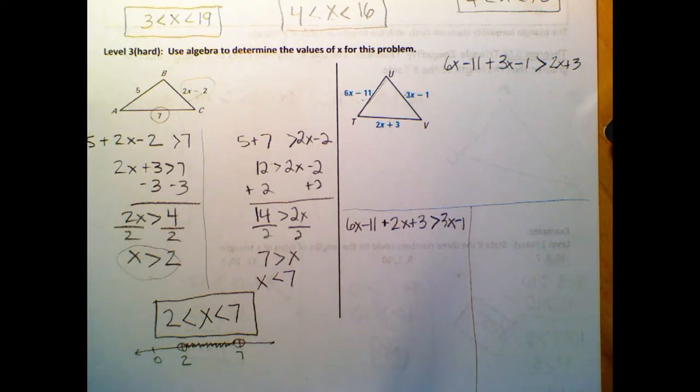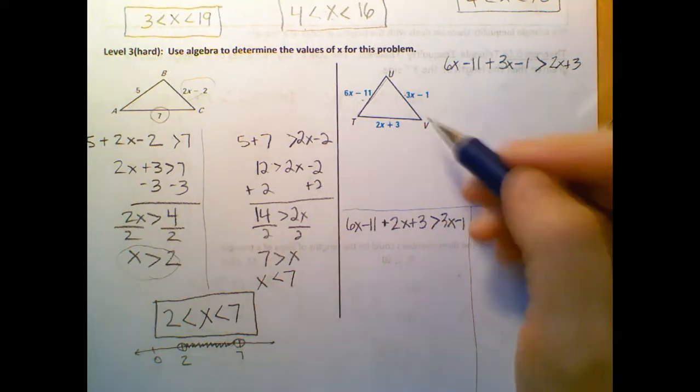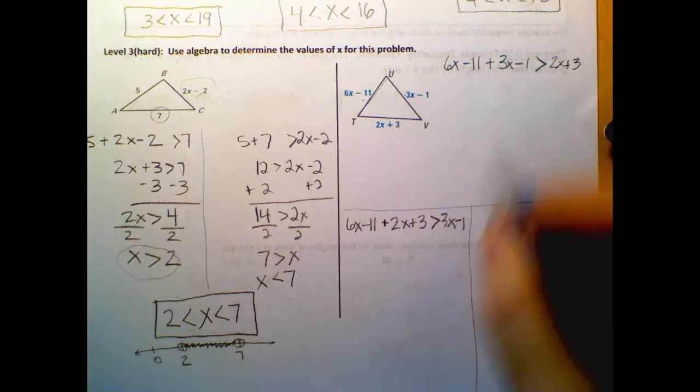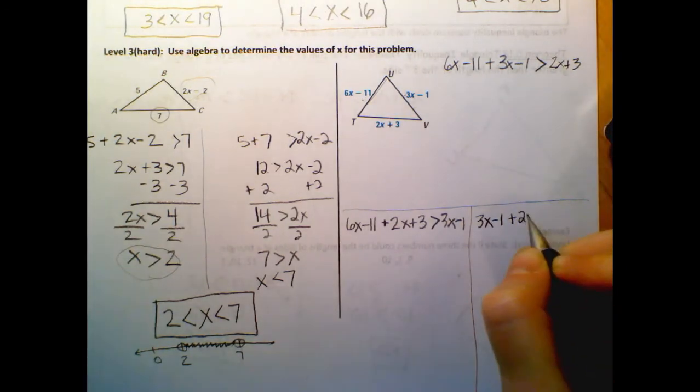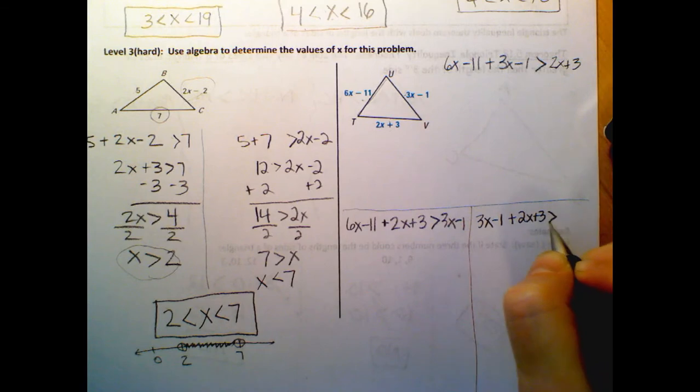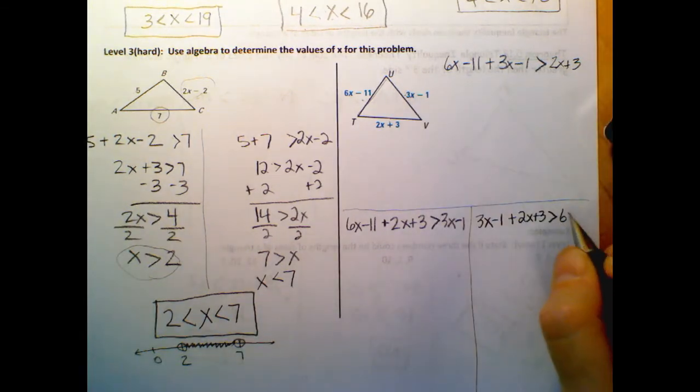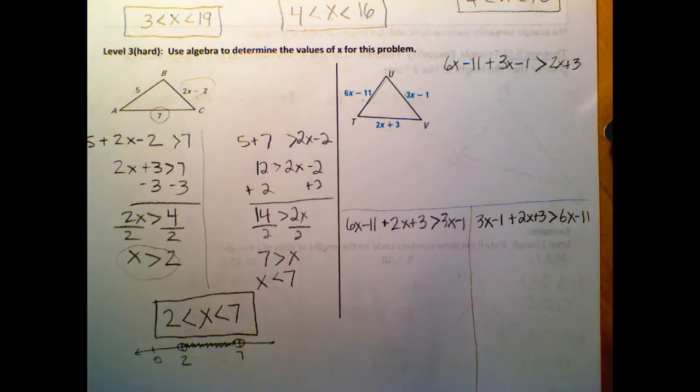And the third inequality is these two sides added together. 3x minus 1 plus 2x plus 3 has to be greater than 6x minus 11. So we have 3 inequalities to solve. And in the end, we'll talk about how you know which is the proper range because we really only want 2 answers for all of these, but we're going to get 3 on this one.